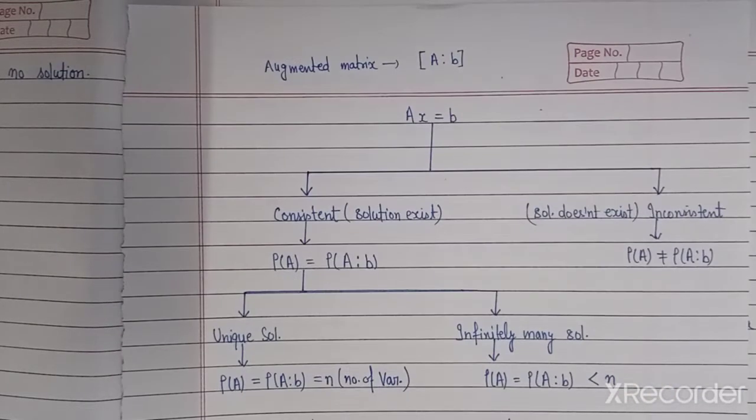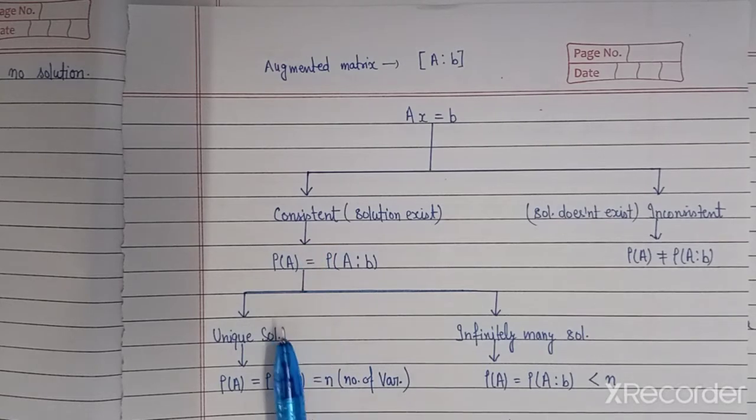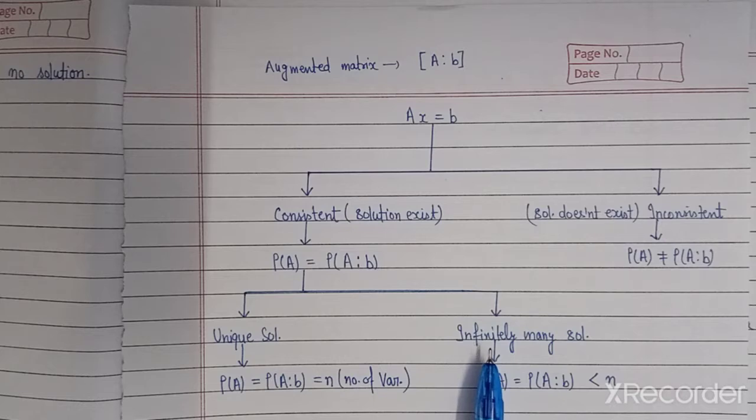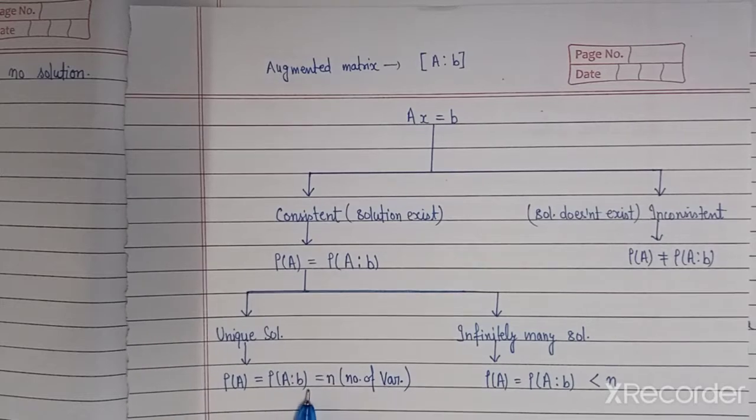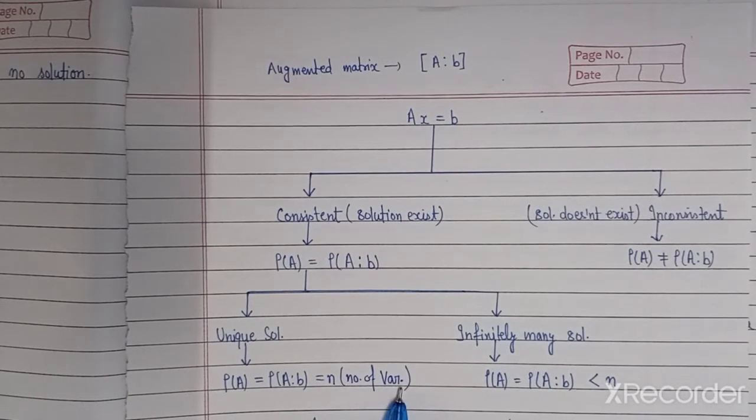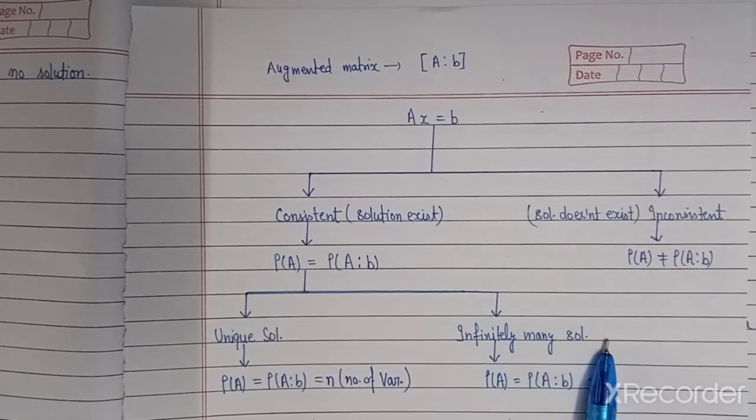If it is consistent, then we have two options. It may have a unique solution or infinitely many solutions. For uniqueness, rank of A is equal to rank of A augmented B, which must be equal to n, where n is the number of variables. And for infinitely many solutions, this is strictly less than n.